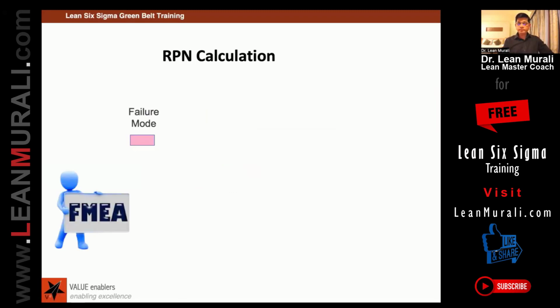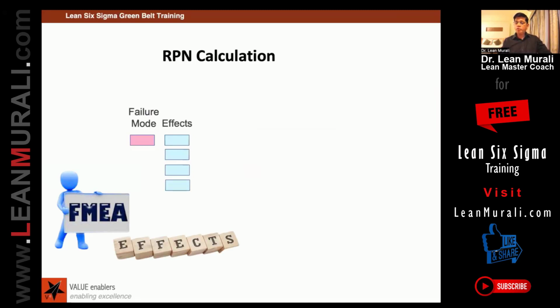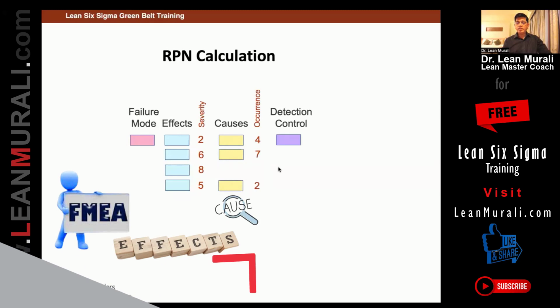First is the failure mode. Second, there can be multiple effects for a failure mode. For each effect, you give a severity number. One effect may be less severe than another effect because a failure mode can have multiple effects. Again, the causes are related to the failure mode. For one failure mode, there can be multiple causes, and the occurrence score is for causes. How frequently do they occur?